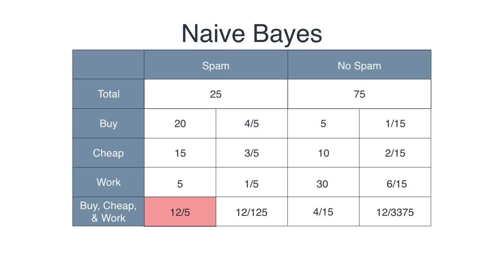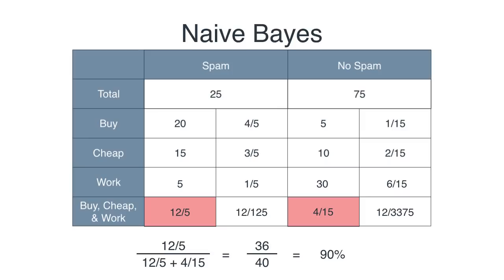So in summary, out of the emails that contain the words buy, cheap, and work, 12 over 5 are spam and 4 over 15 are ham. So how many are spam divided by the total? Well, we take 12 divided by 5, the number of spam, divided by the total, which is 12 divided by 5 plus 4 divided by 15, and that is going to be 36 over 40 if we put it in lowest terms, or 90%. So that's how we combined the three words.